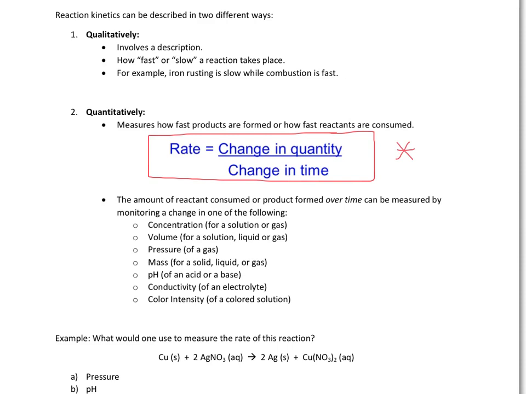The amount of reactant consumed or product formed over time can be measured by monitoring a change in one of the following: the change in concentration, a change in volume, a change in pressure, a change in mass, a change in pH, a change in conductivity, or a change in color intensity. You should familiarize yourself with the different ways to monitor the change.